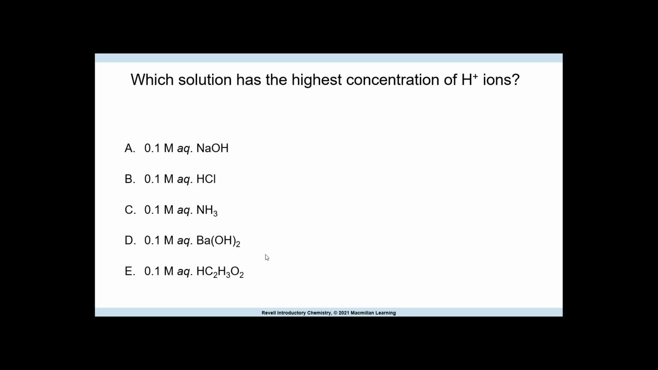Which solution has the highest concentration of ions? This is pretty easy because this is acetic acid, which is a weak acid. This is a base. Bases aren't going to give that. This is a weak base. This is a weak base, and this is a strong acid. So this is going to have the highest concentration because it's going to completely, 100%, ionize.